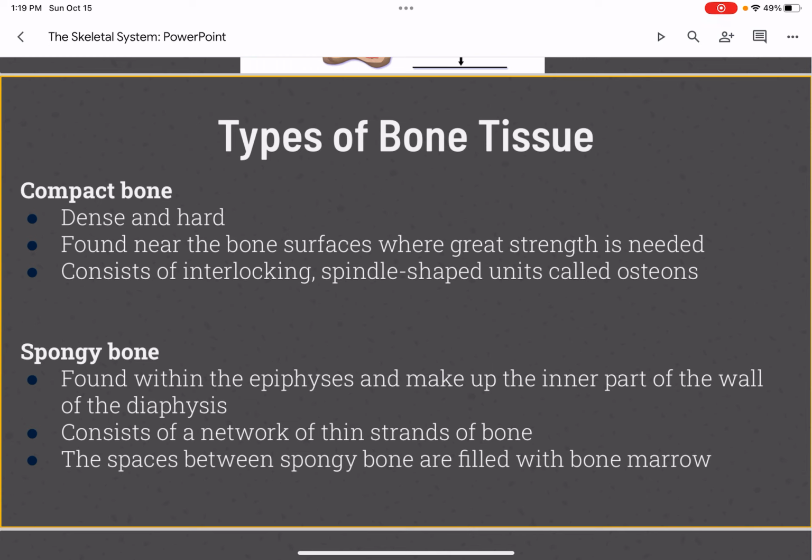The spaces between spongy bone are filled with bone marrow. In adults, bone marrow is found mainly in the bones of the skull, the vertebrae, ribs, sternum, clavicles, and pelvis. Blood cells are manufactured in red bone marrow. This marrow is also an important site of antibody production.